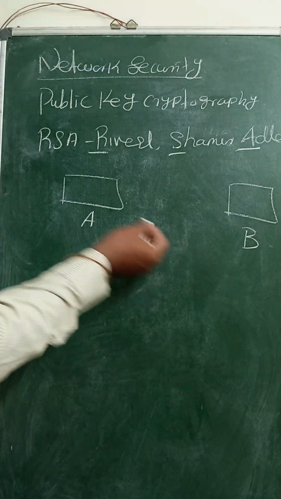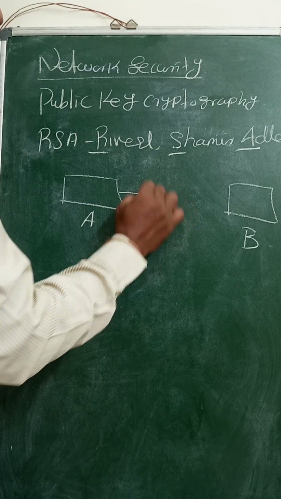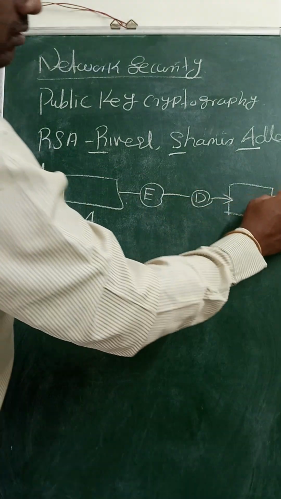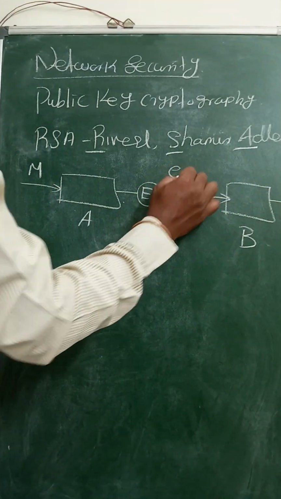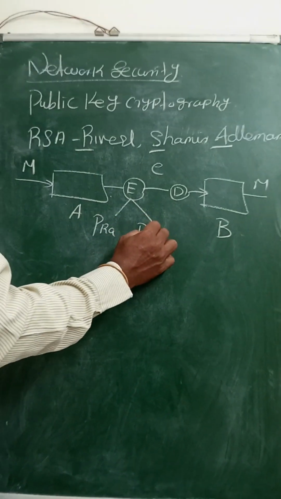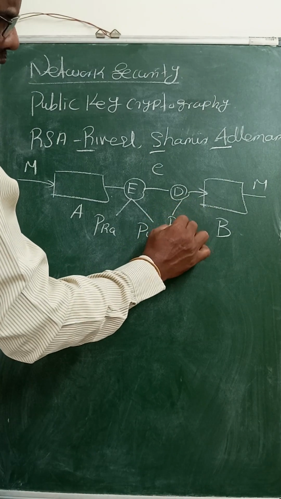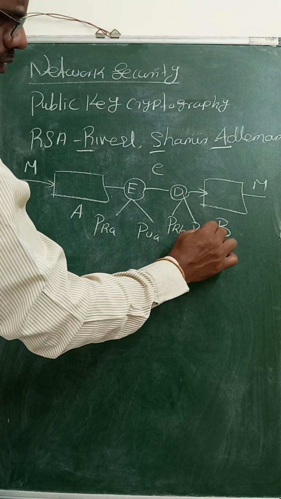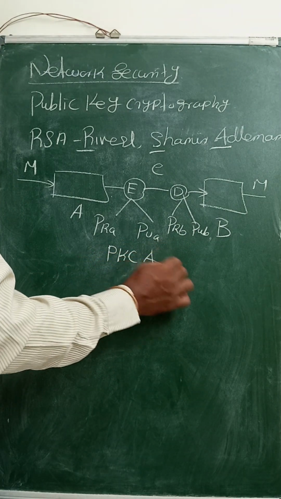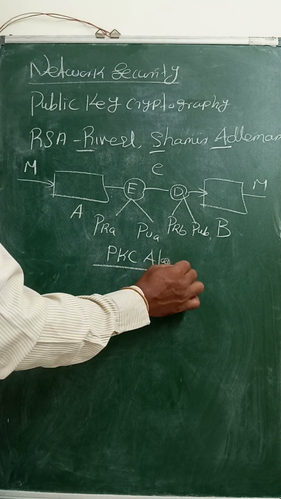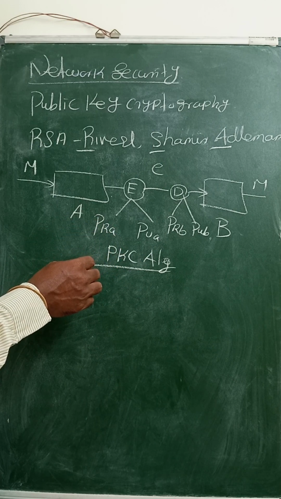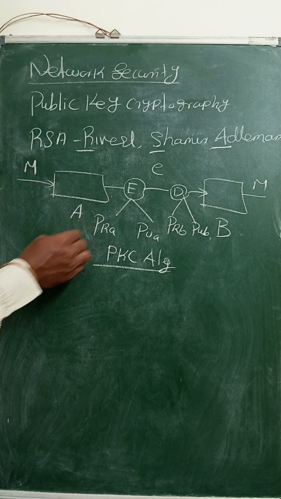We start with sender A and sender B, the A user and B user. We call the A user Alice and the B user Bob. Both perform encryption and decryption. We send the message M. The encryption uses the private value of the A user, the public value of the A user, the private value of the B user, and the public value of the B user. The message is converted into ciphertext. This is called the public key cryptography algorithm, and this is its simple structure.